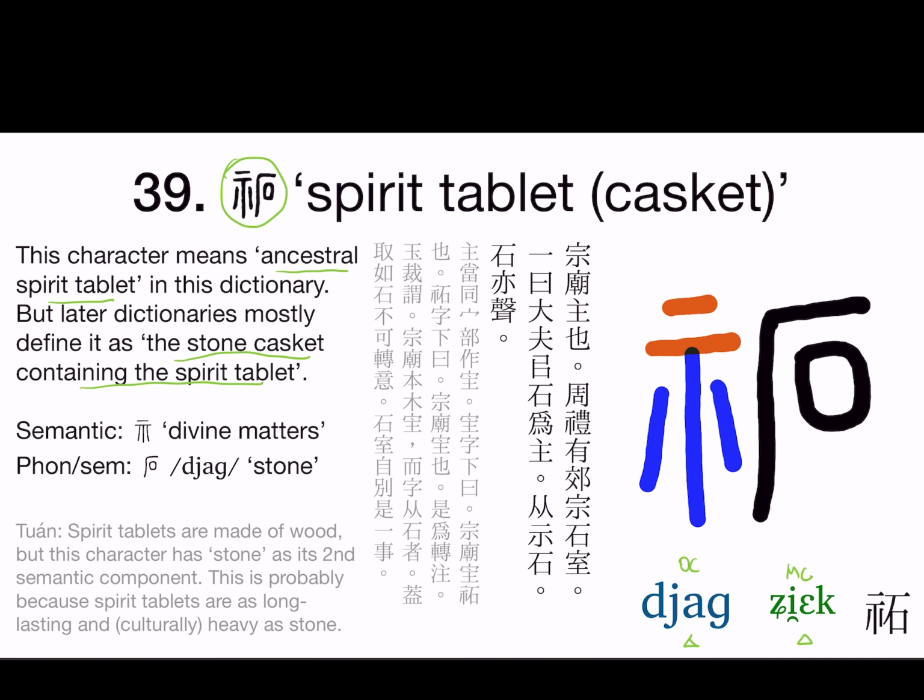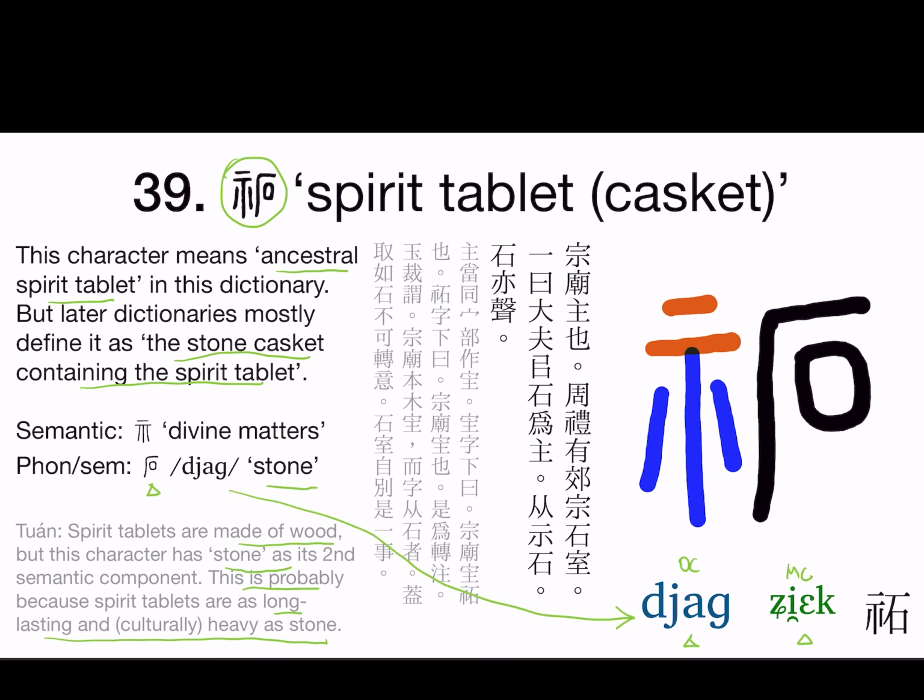And that actually answers a question that our commentator Tuán mentioned in his comment. So according to Tuán, spirit tablets are made of wood, but this character has stone as its secondary semantic component. And he goes on to say, this is probably because spirit tablets are as long-lasting and culturally heavy as stone. So here, Tuán is trying to explain why the character for stone is chosen as the half-phonetic, half-semantic component. But we don't really need that analysis if we accept the definition in later dictionaries.